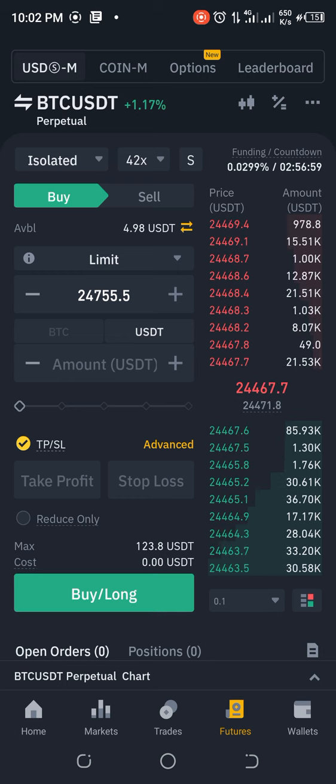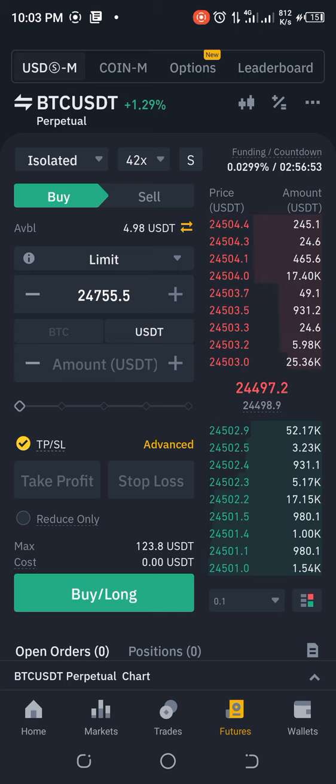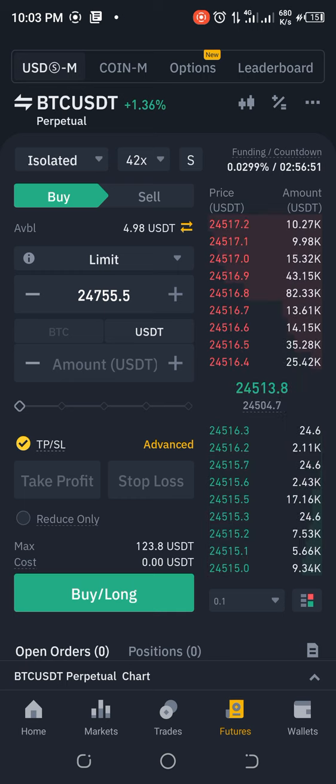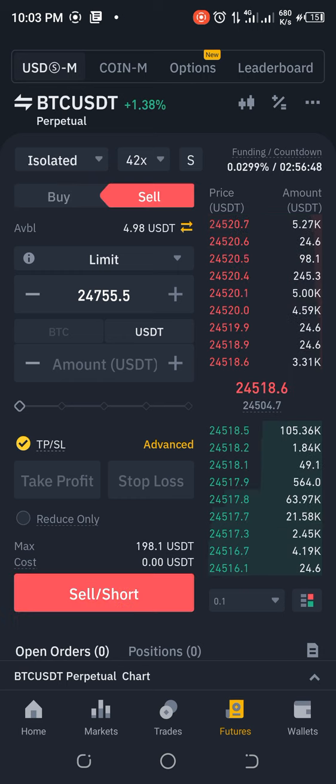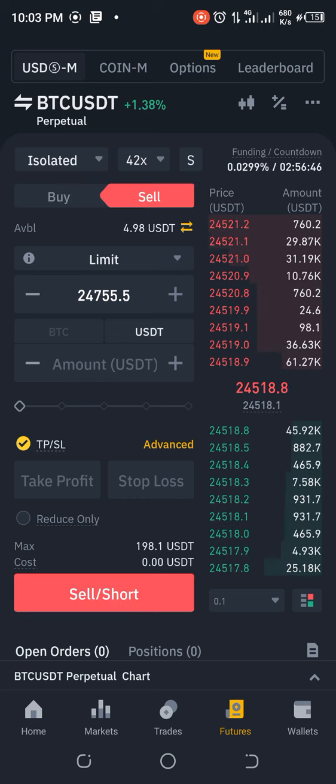Now we have these buttons: buy and sell. Buy means long. When you see a signal and they say long, it means buy. It means you are using the buy button. But when you are seeing a signal and they say short, it means you are putting it here on sell. Hope you understand.